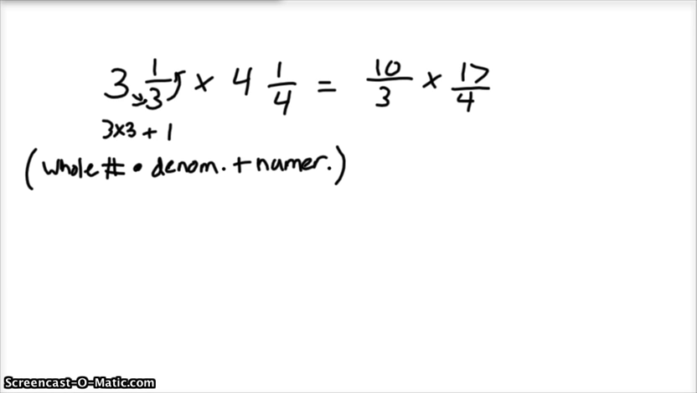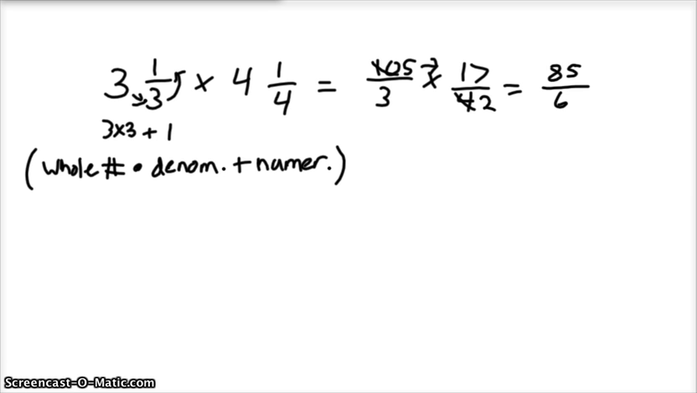Now, before we move on, I know you're so anxious to multiply, let's simplify. We can simplify 10 and 4, both can be divided by 2. So we're left with 2, and we're left with 5. That just makes it a lot easier. So now let's do 5 times 17. Well, 17 and 3 don't have any common factors. So we need to do 5 times 17, which is 85. Sounds about right. And 3 times 2 is 6.